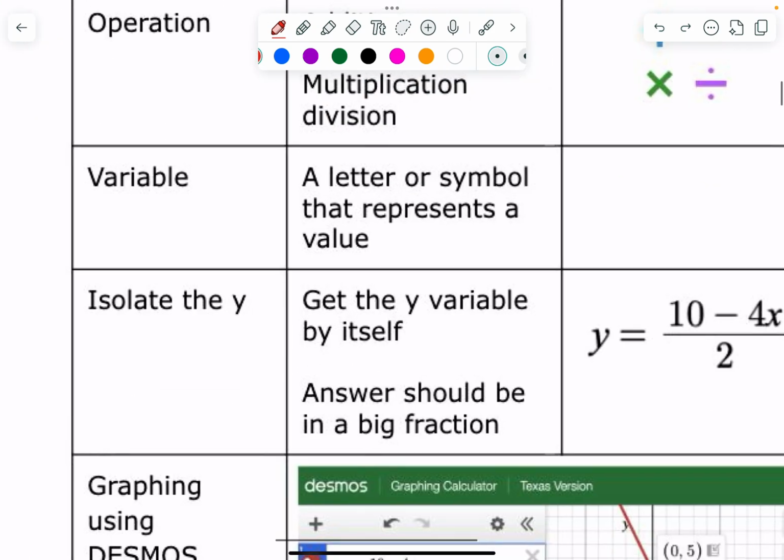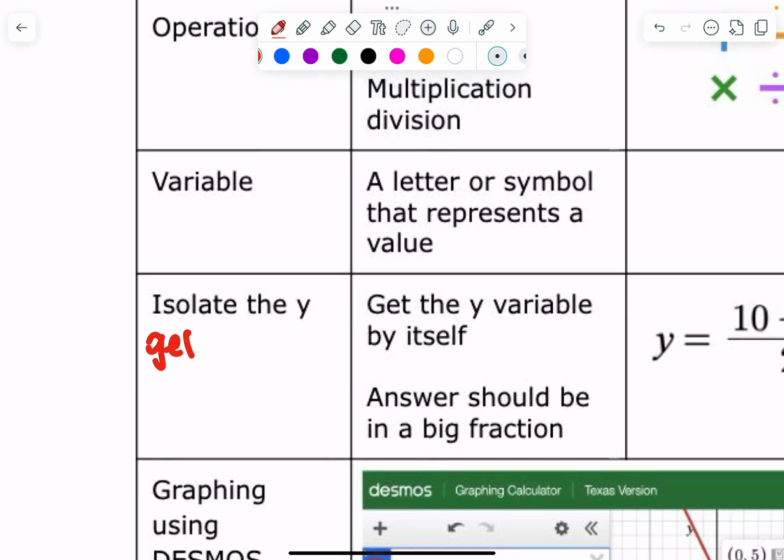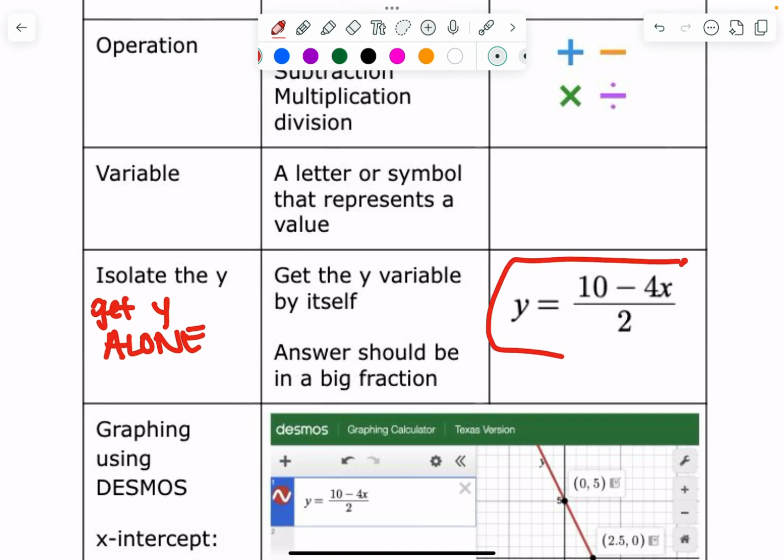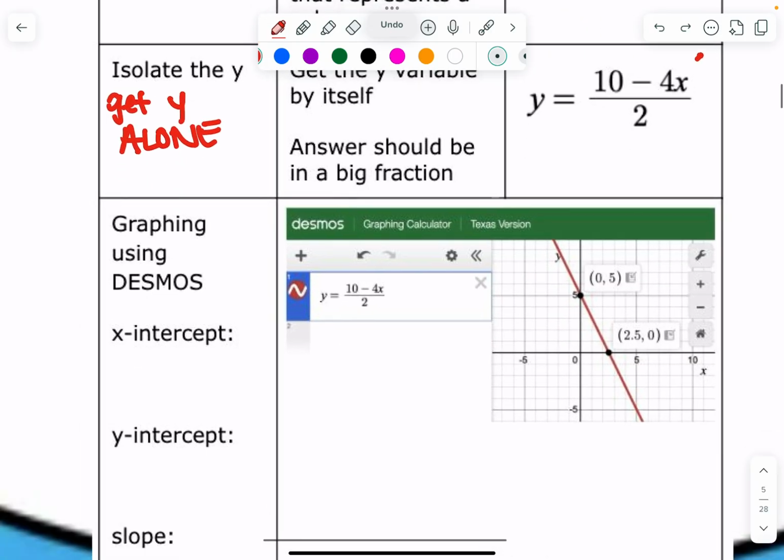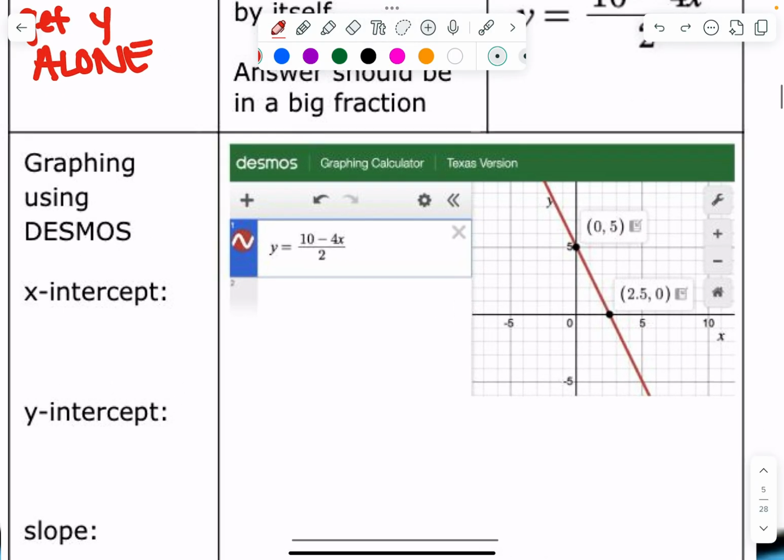Okay? So a variable is a letter. Isolate y. Get y alone. So your answer should look something like this in Desmos today. Okay? I know this looks crazy, but we are going to work our way up to that.